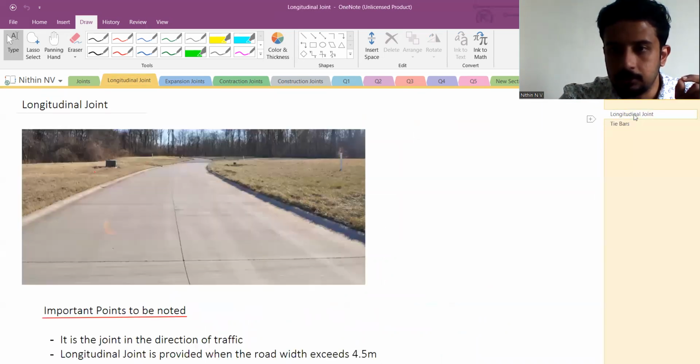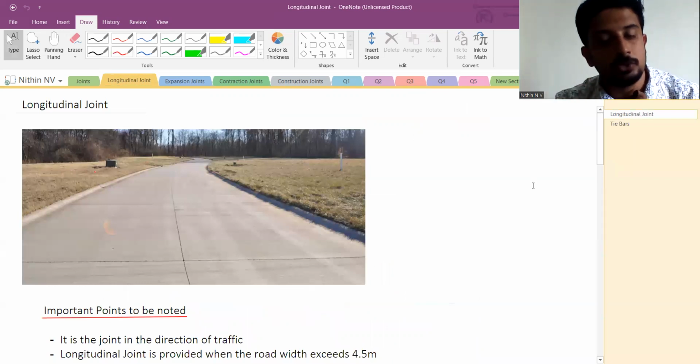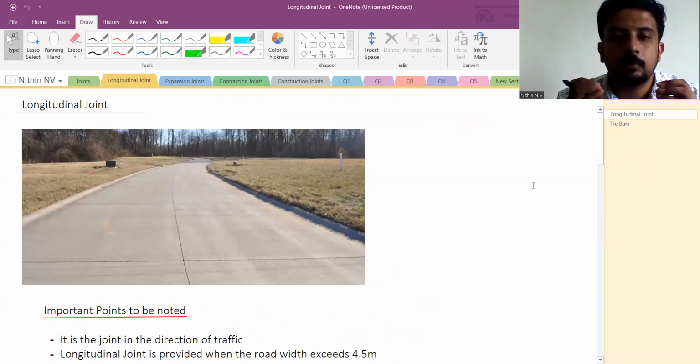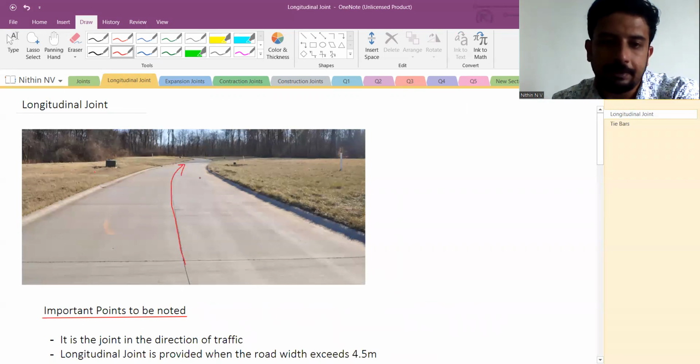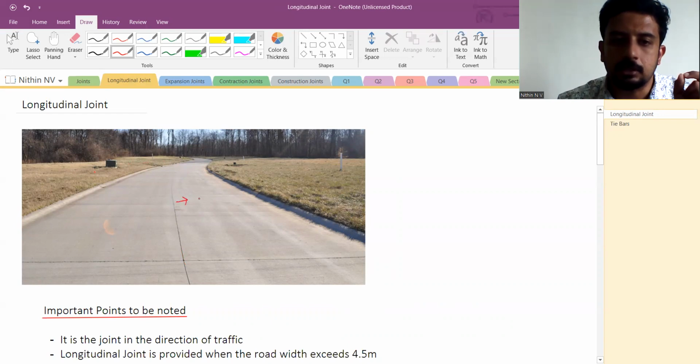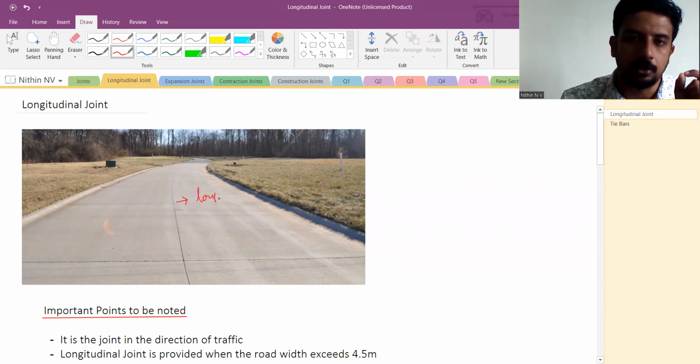Okay, let me show you just some points first. Yeah, longitudinal joint. Now see, as the name indicates, it is in the direction of traffic, no? So where it is in the image, I hope you have already cracked it. Yes. So this discontinuity, hope you are able to see it, right? That discontinuity is nothing but our longitudinal joint.